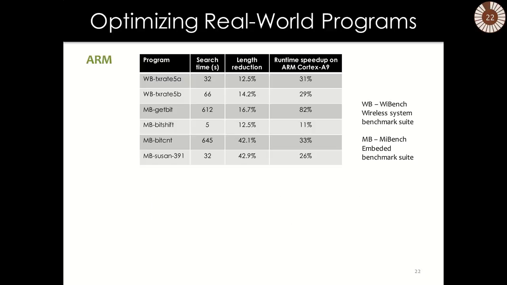Last, I want to end my talk with some use cases of GreenThumb. We used GreenThumb to build a superoptimizer for ARM to optimize basic blocks from wireless system and embedded benchmark suites. We obtained up to 80% speedup on some benchmarks. And I want to emphasize that we wouldn't be able to find some of these optimized programs if we didn't use all the search techniques together collaboratively.